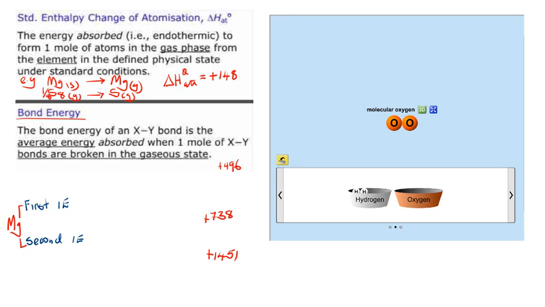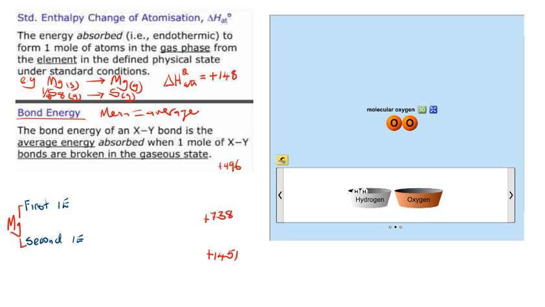All right, so the difference is that sometimes we use bond energy. Sometimes we say mean bond energy. Mean means average. So it is the average energy required, or average energy absorbed, when one mole of XY bonds are broken in gaseous state. So when determining bond energy, we are starting with one mole of the substance in gaseous state.